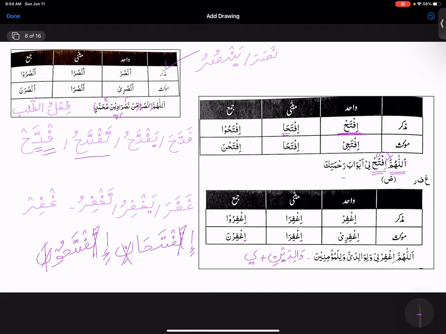So, is this a command, or what do we call it? Fi'lu talab. Why? Because we don't command Allah. Exactly. We are requesting Allah subhanahu wa ta'ala. So that's why we are going to call it fi'lu talab. So this is fi'lu talab over here. And how are we going to label it?